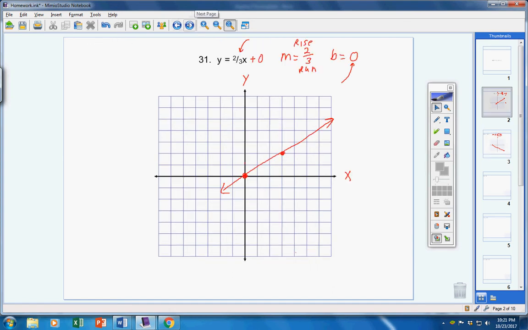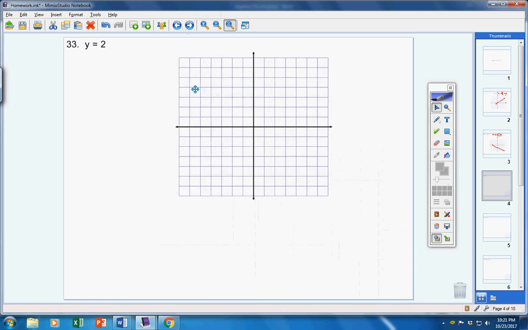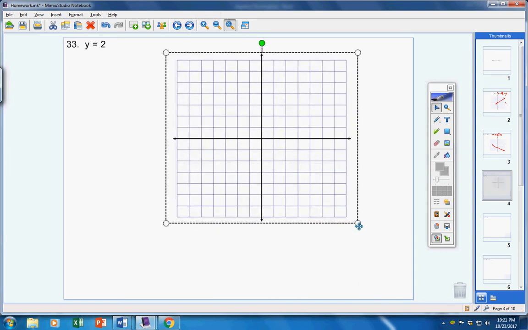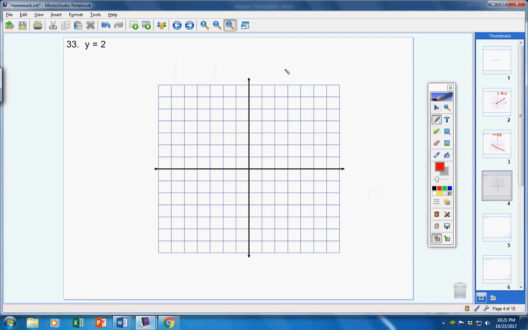Alright, number 33. Now this one here, look guys, I threw this in the mix just to make you think, okay? You've got to learn to recognize when your equations have only one variable. As soon as you see that, you should think, okay, I'm either going to have a horizontal line or a vertical line. You do not have to use the table of values method.